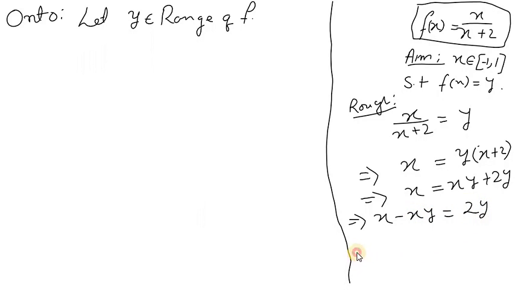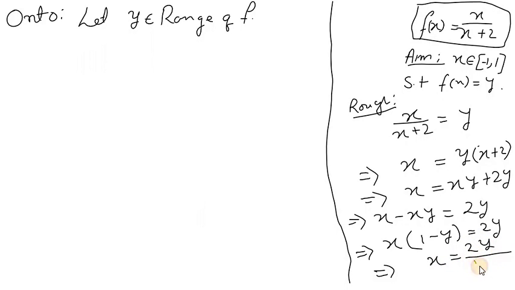You have to see the trick; the trick is very important. Now you take x common, so x(1 - y) = 2y. This implies x = 2y/(1 - y). And this is valid for the range. So this is the x for which we have f(x) = y. You can just try to see it also if you want.